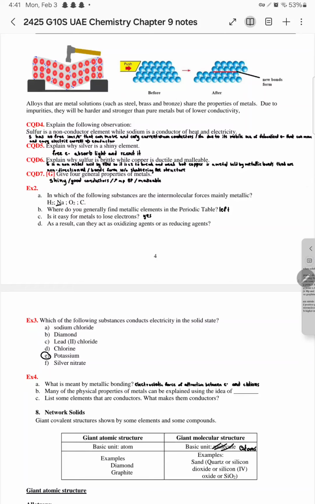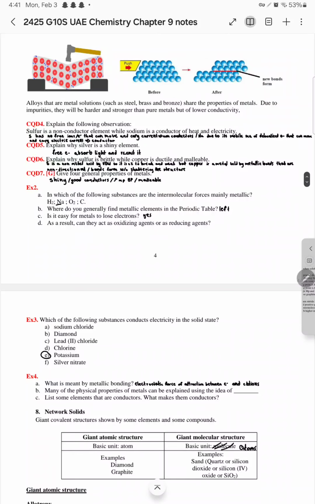CQD6, explain why sulfur is brittle while copper is ductile and malleable. Sulfur is brittle because it is held by VDW, which are weak forces of attraction. But copper is held by metallic bonds, which are non-directional bonds that form without shattering the structure when you move it. That's why it's malleable. Now, these are the 4 properties: shiny, good conductors, high melting and boiling point, and malleable.